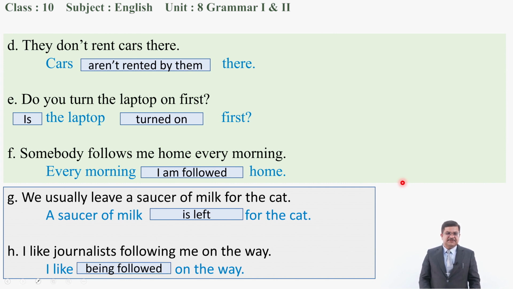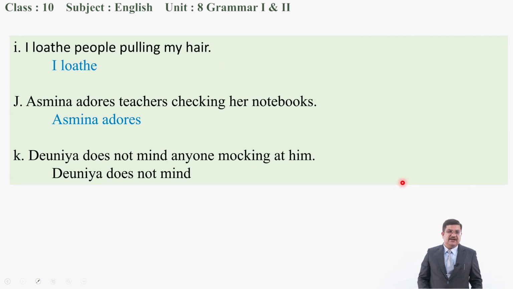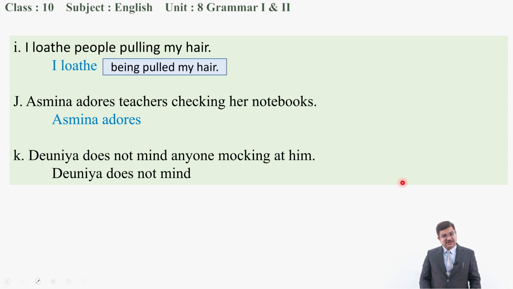I like journalists following me on the way. I like being followed on the way. I loathe people pulling my hair. I loathe being pulled my hair. Very simple one. When there is continuous or ing form of the verb, we must use being with past participle. Okay.